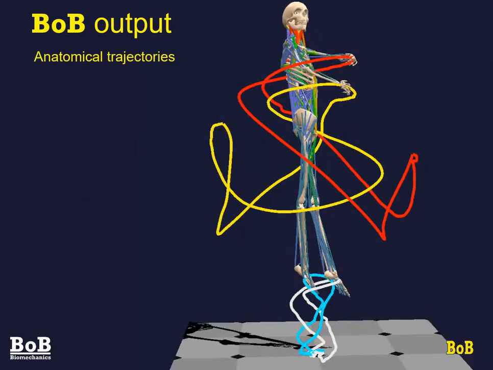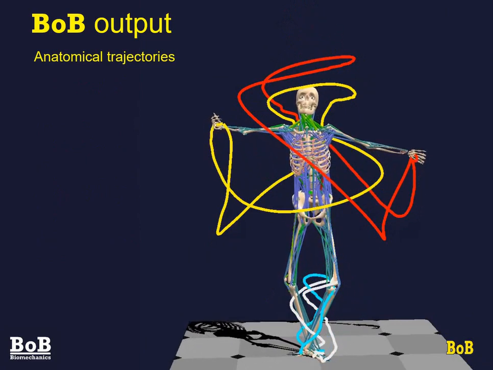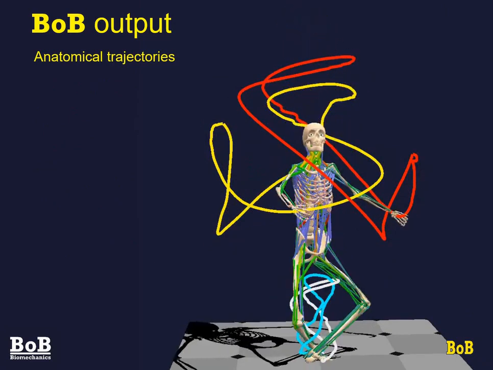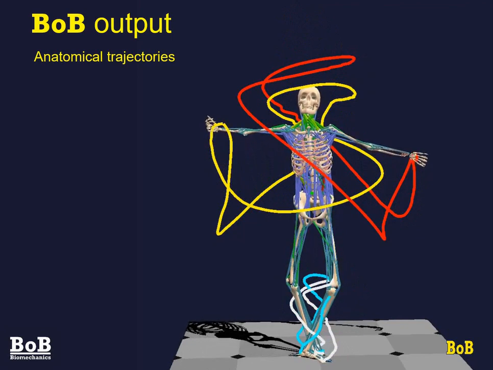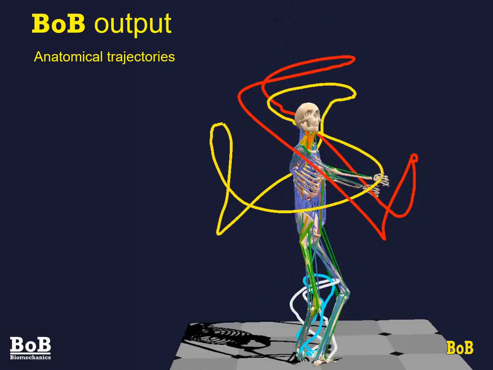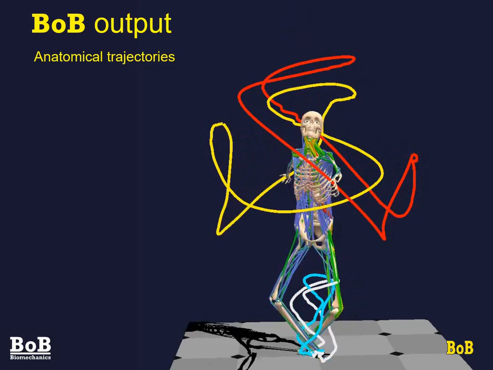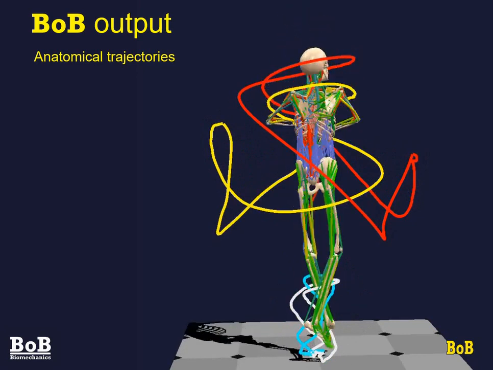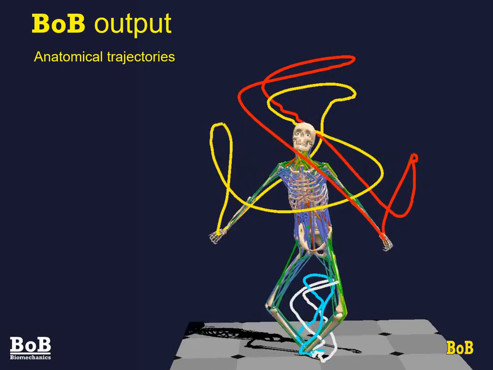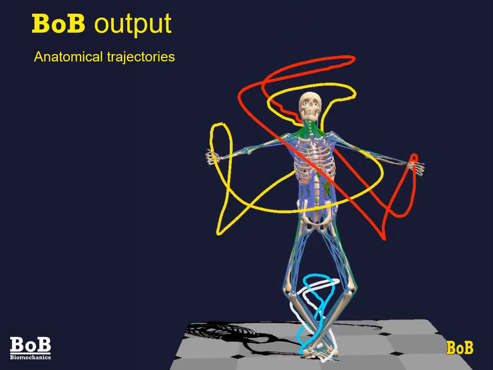So firstly, anatomical trajectories. What we're displaying here are the paths of the hands and the feet. So the yellow and the red are the hand paths, and the light blue and the white are the paths that the feet take through space. In BoB, these are a part of a 3D viewer, so you can spin that round and view it from any orientation, even from under the floor, just to get an appreciation of the paths. So for example, in dance, that might be important to the choreographer to know exactly what the movement pattern of his dancers are.